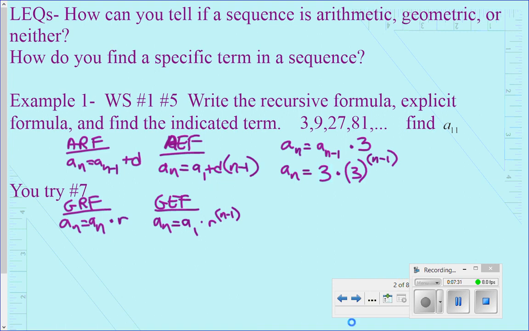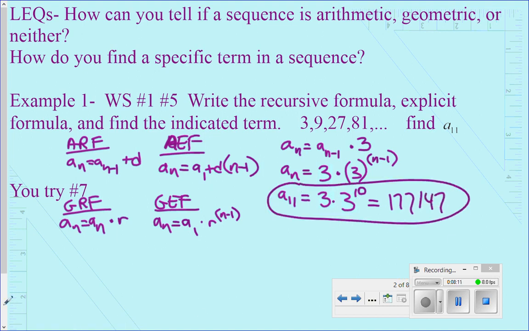And then it says to find a sub 11, so I'm going to use the explicit. Remember, the recursive, I don't know the 10th term, so I can't get the 11th. But I can use a sub 11 is 3 times 3 to the 11 minus 1, the 10th power. And 3 times 3 to the 10th is 3 to the 11th. So if you type 3 times 3 to the 10th or 3 to the 11th in your calculator, you should get this term, which is, what is that equal to? This is problem number 5 on worksheet 1. It looks like 177,147.